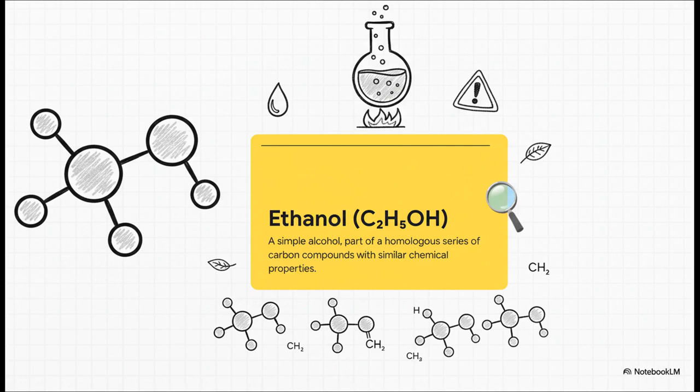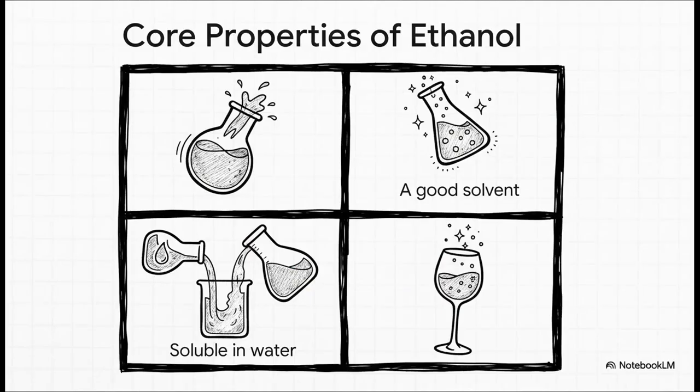It also belongs to this family of compounds called a homologous series. You can kind of think of it like a set of Lego blocks, where each block is just a little bigger than the last, but they all share the same basic design and chemical properties. Now, these basic properties are really the secret to its versatility. Because it's such a fantastic solvent, it's perfect for dissolving things in medicines, like cough syrup. Its ability to mix completely with water in any amount makes it incredibly useful in all sorts of applications. And of course, this is the exact molecule that gives all alcoholic beverages their kick.